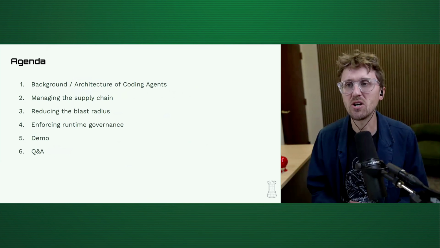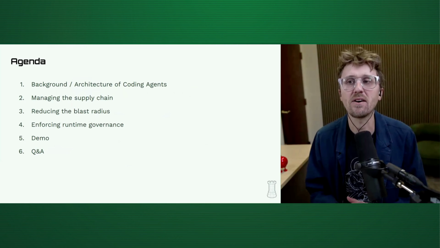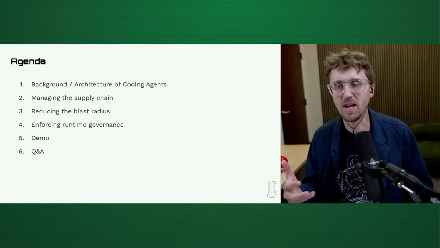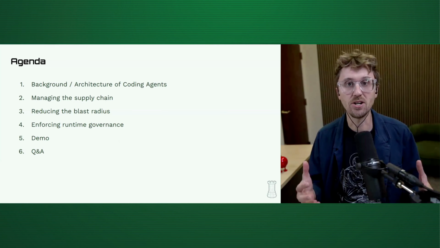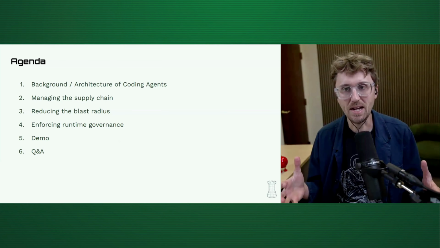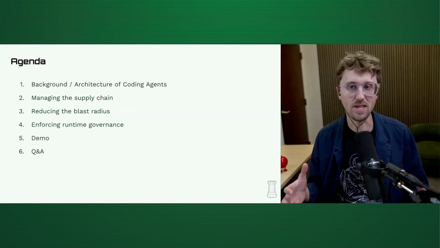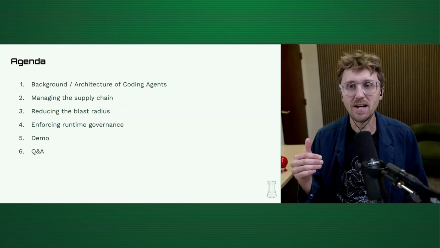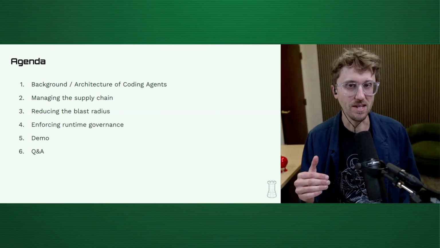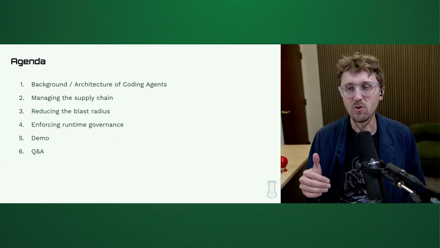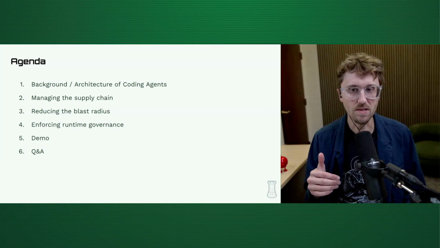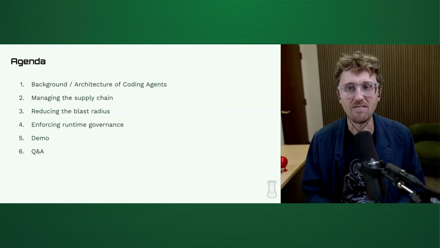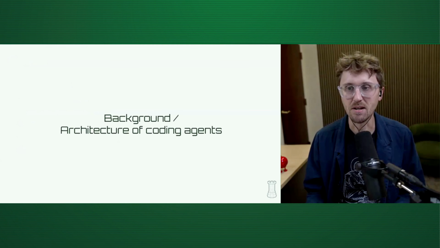So today, what we're going to go through is a little bit of background around the architecture of coding agents, how they've developed over time, so we can understand how they operate and how we need to govern them. Everything from what we'll go into around supply chain, the blast radius of these agents, and enforcing runtime governance. Throughout this, I'll show a couple demos and have question and answer at the end.